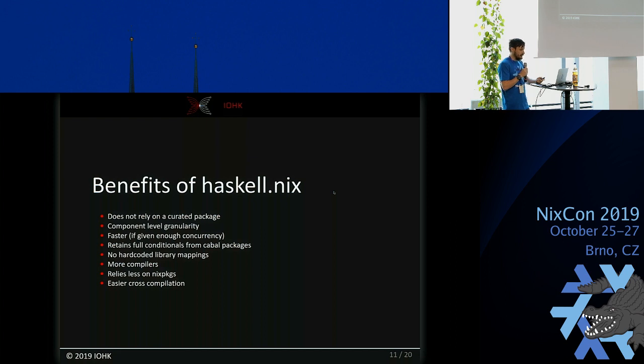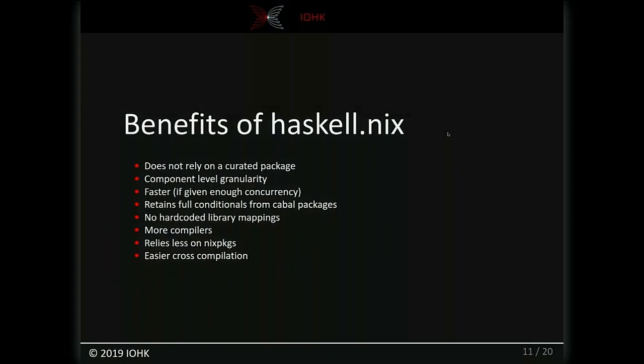Also, it doesn't build unnecessary executables if they aren't used, and retains full conditionals from cabal packages and allows us to configure the OS, architecture, and flags when the package is instantiated in Nix. It does not hard code library mappings. System libraries are mapped to nixpkgs through a simple attribute set name, same for things like licenses, and it comes with its own set of compilers and has a much wider range of compilers than those provided by nixpkgs. It relies on nixpkgs only for the system packages.